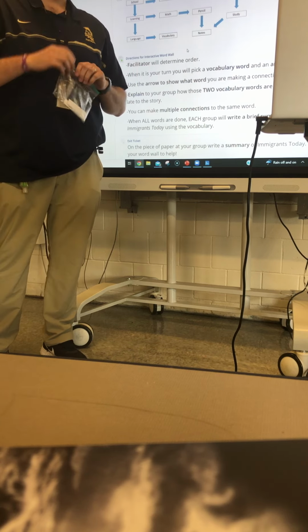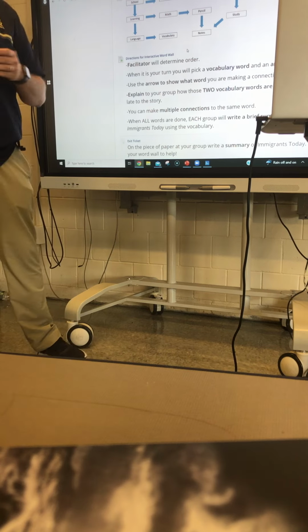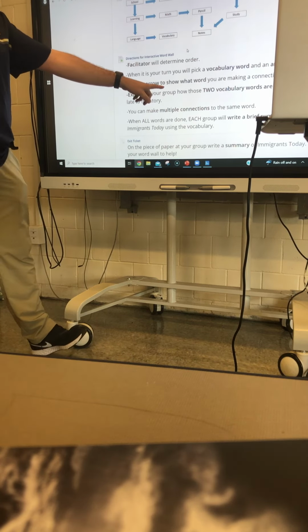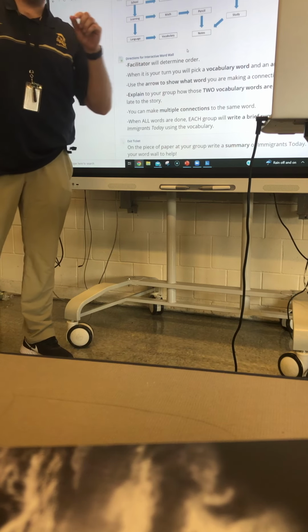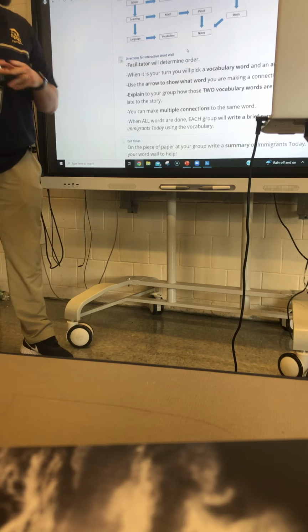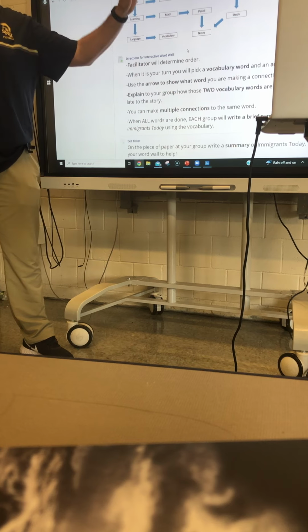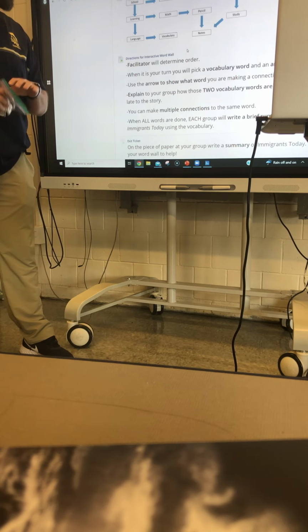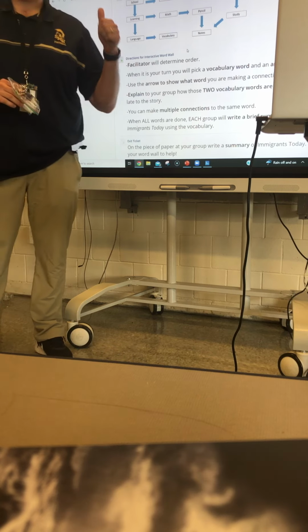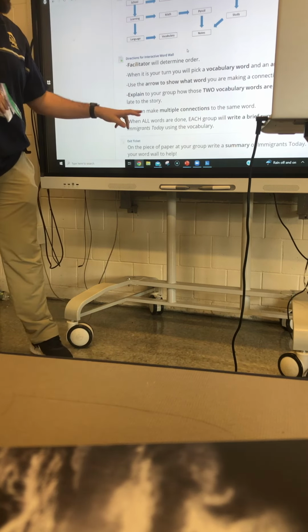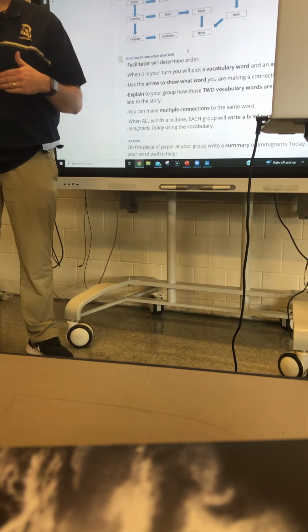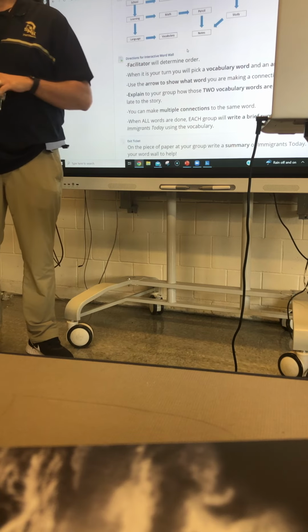When you make that connection, you would explain to your group why that word is related or how it's used in the story. You can do 2 vocabulary words together that are connected, or you can do multiple connections. I'll show you in the example what I mean by that. And then this is where my recorders and reporters come into play. At the end, you're going to write a brief summary based on the vocabulary on your desk about immigrants today, which we should already have an idea of. Okay? Now, let's get to the example.